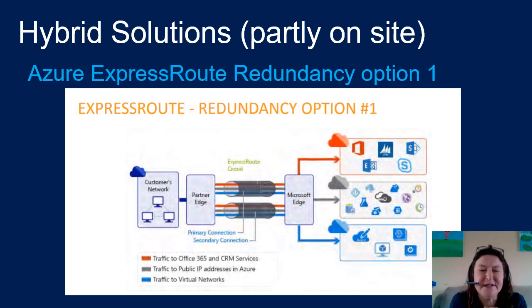So this is the redundancy option for Azure ExpressRoute. Pretty similar in a way, but you basically have two ExpressRoute circuits from the partner edge to Microsoft Edge. Now this could be like AT&T having two separate ExpressRoute circuits, or it could actually be two separate partners, like in the previous slide where you had AT&T and Comcast, for example, both having an ExpressRoute circuit. So very similar.